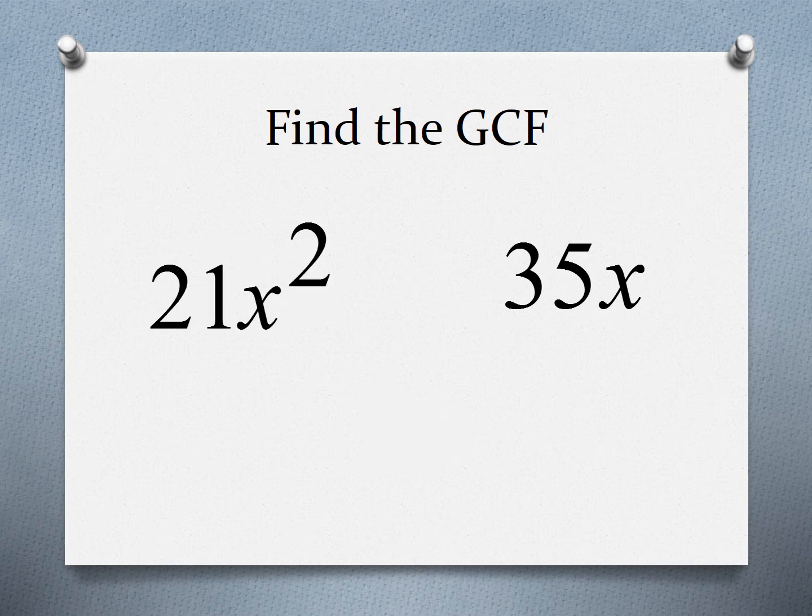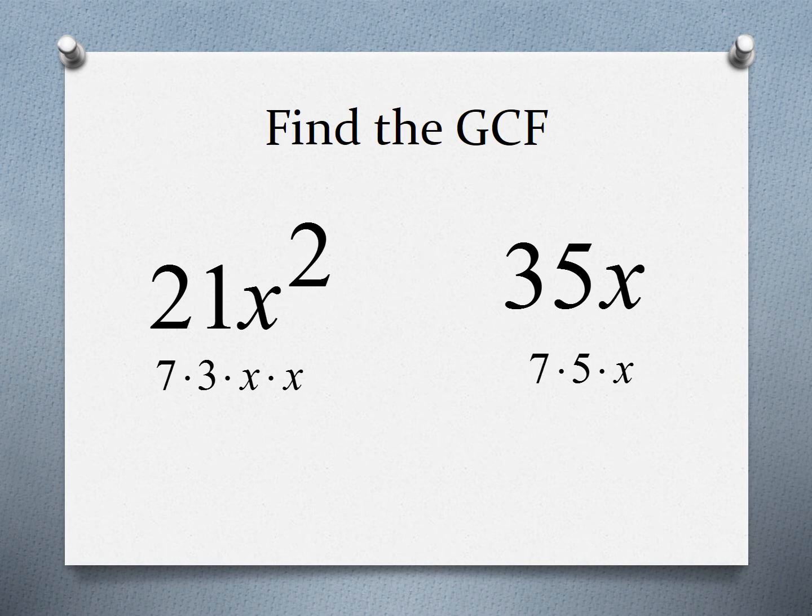In this example, we have 21x squared on the left and 35x on the right. So we're comparing these two. Between the 21 and the 35, just like in our last example, 7 was the largest of the numerical factors. And then in terms of those x's, let's take a careful look. We have 7 times 3 times x on the left. That makes the 21x squared. And then we have 7 times 5 times x on the right, which makes 35x.